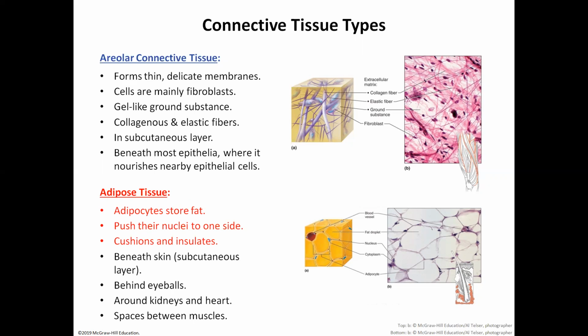When we think about where adipose tissue is found, it's beneath your skin, behind your eyeballs, and around your heart and your kidneys. Believe it or not, muscles actually have lots of fat surrounding them, and in the spaces between them. So wherever there's a space that needs to be filled, or some heavy protection, we think about adipose tissue.